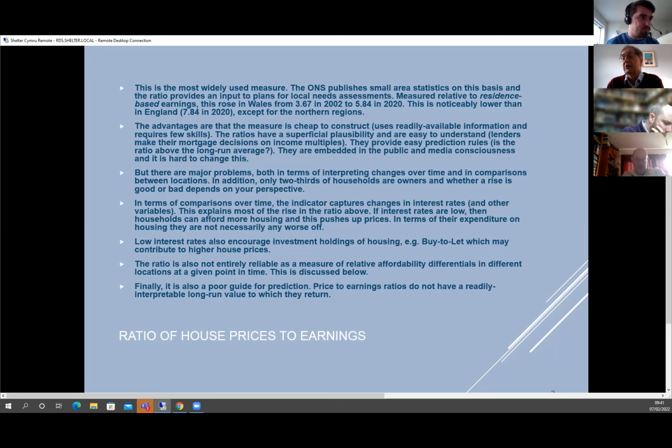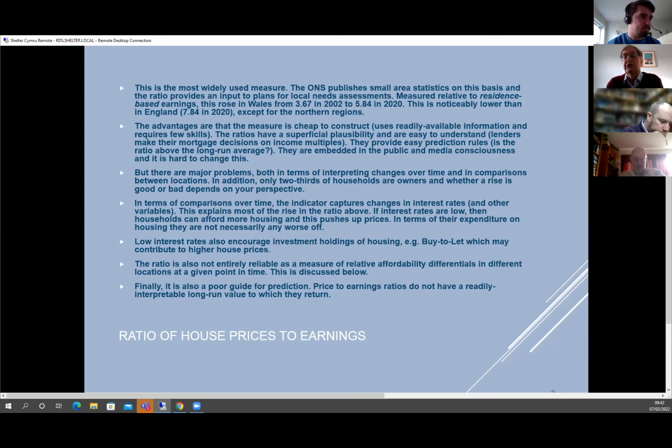So to give you an idea about the numbers involved, in Wales, back in 2002, that ratio was a value of 3.67. But it had gone up to 5.84 by 2020. And all areas of England have experienced similar increases to this. So the ratio has more than doubled. So affordability, according to this, has massively worsened, or so runs the story.